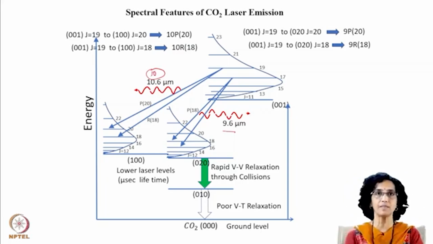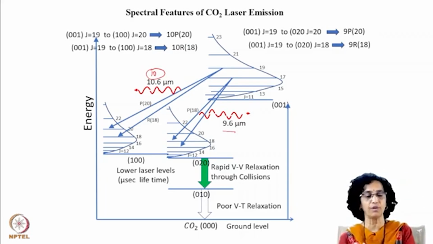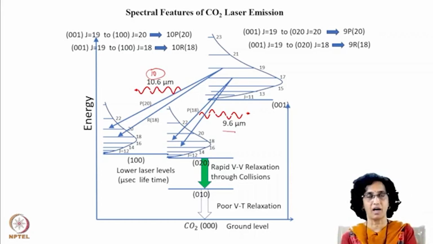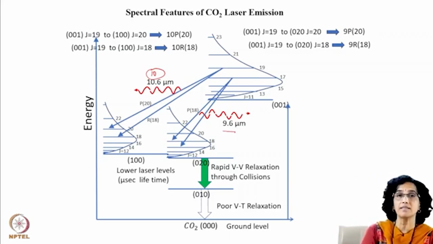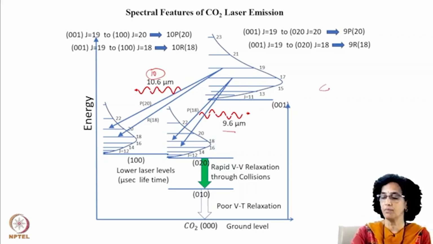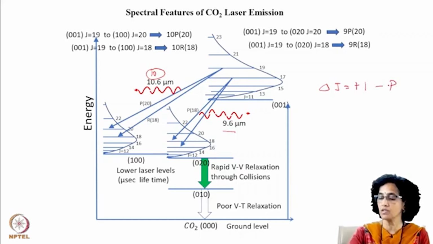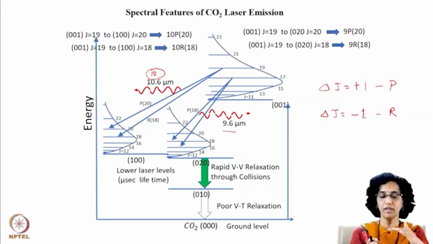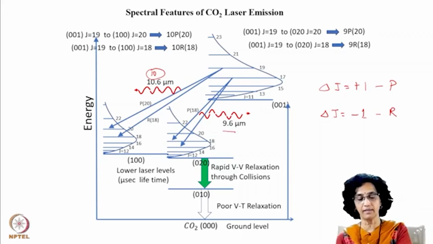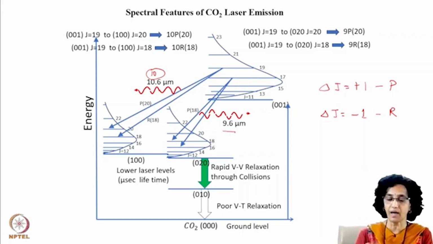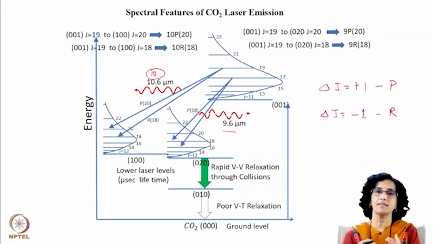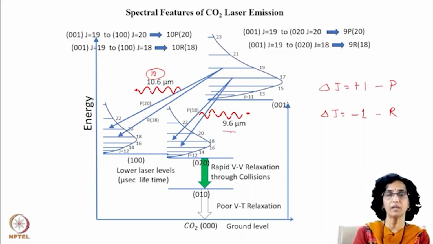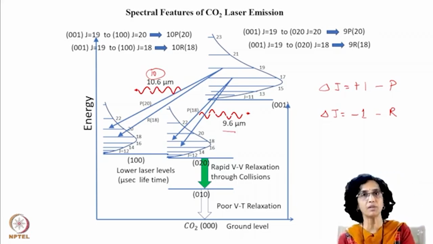And in each of these bands, the 10 micron and the 9 micron, you have a P branch and an R branch, depending on the delta J rule: for emission, when delta J is +1, you have the P branch, and when delta J is equal to -1, you have the R branch. So in each of the 10 micron band and 9 micron band, you have P and R branches. The 10 micron band has much higher gain as compared to the 9 micron band, some 10 to 12 times more than the 9 micron band.